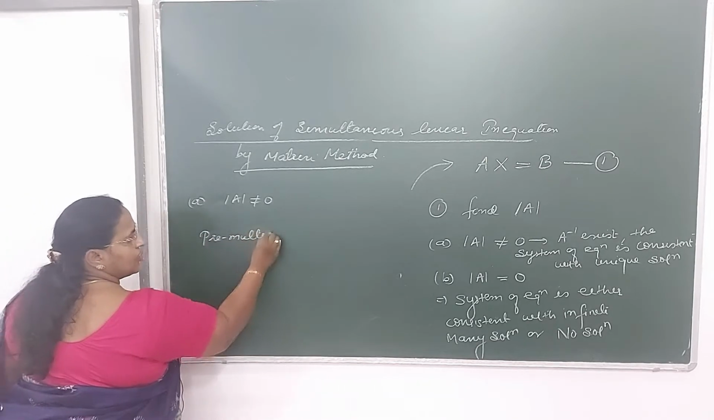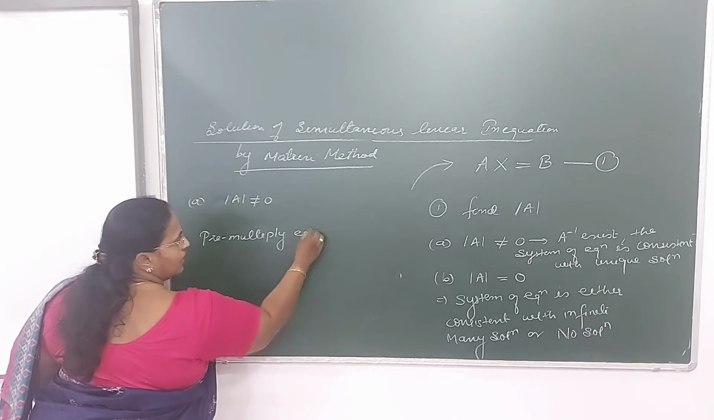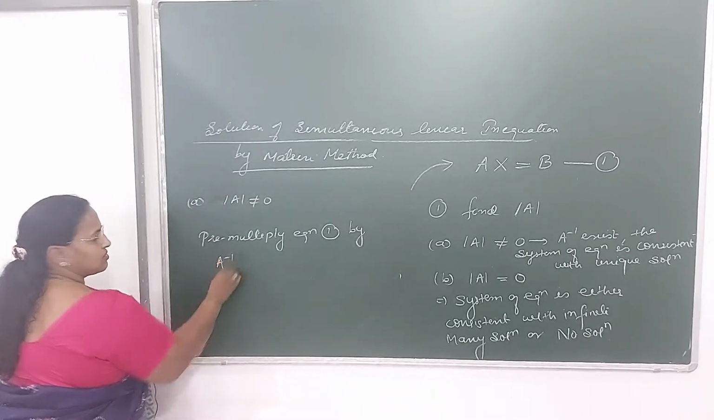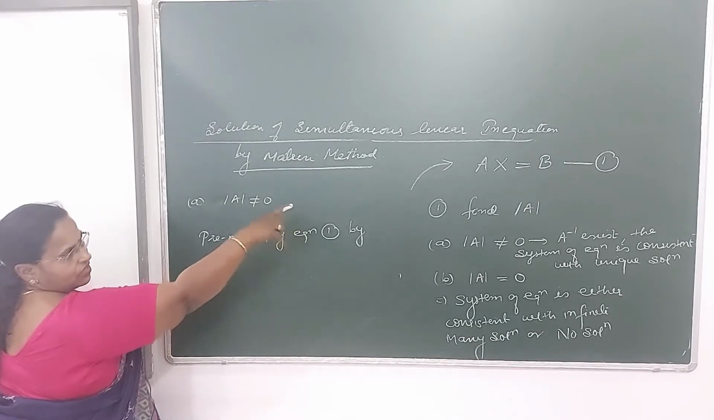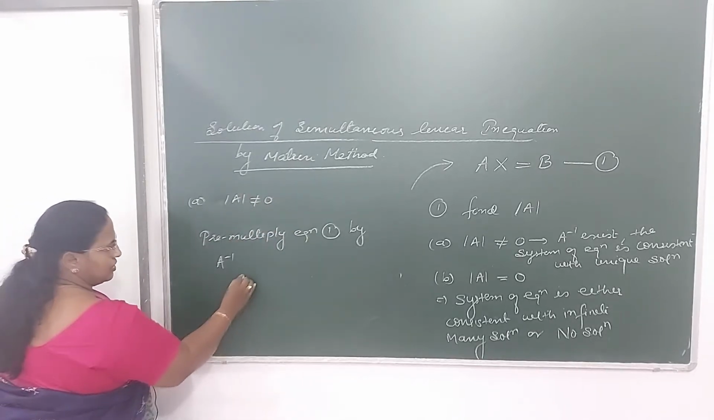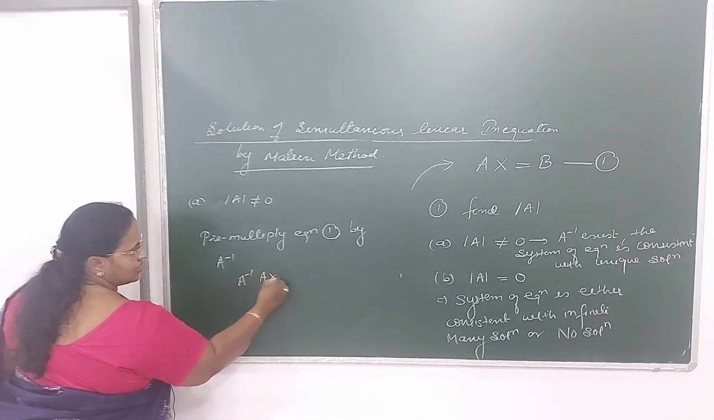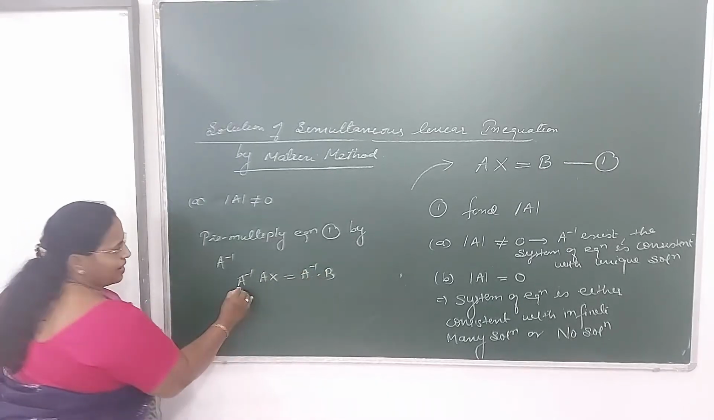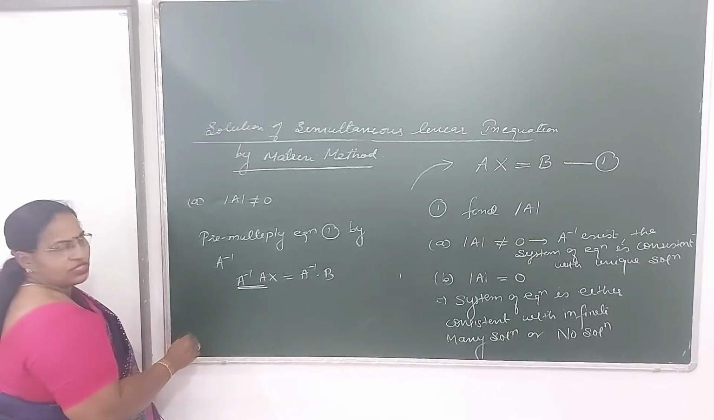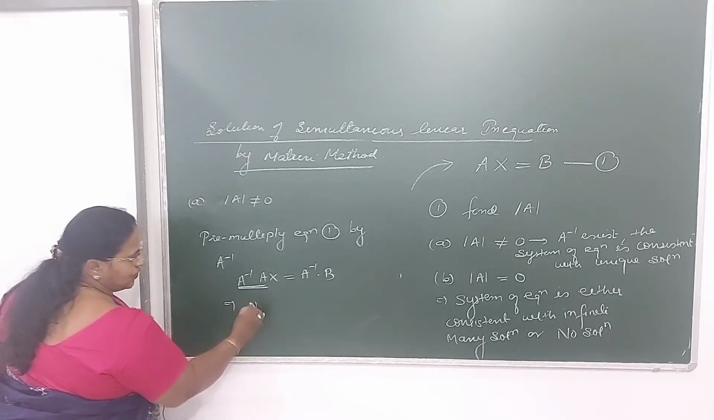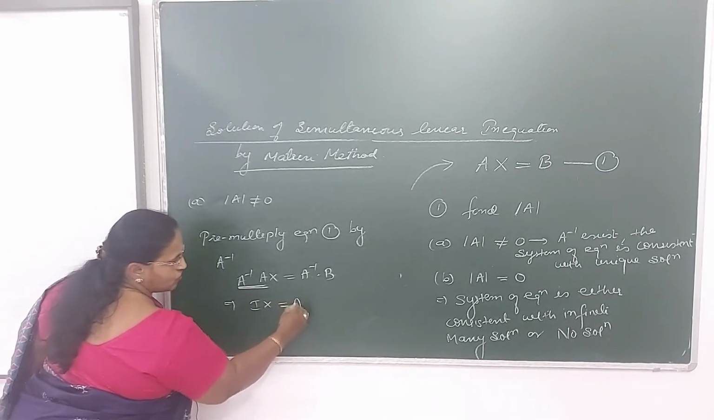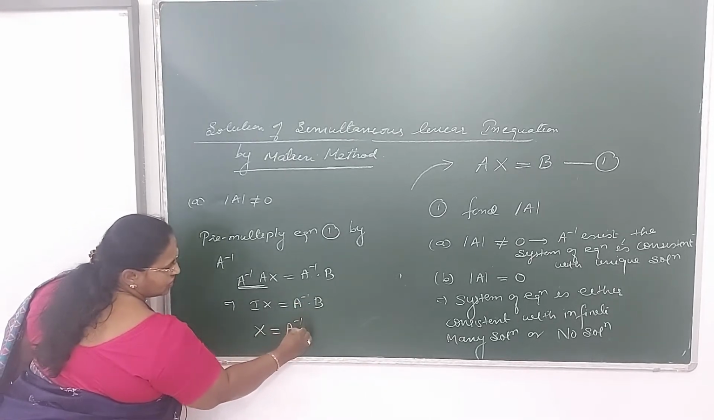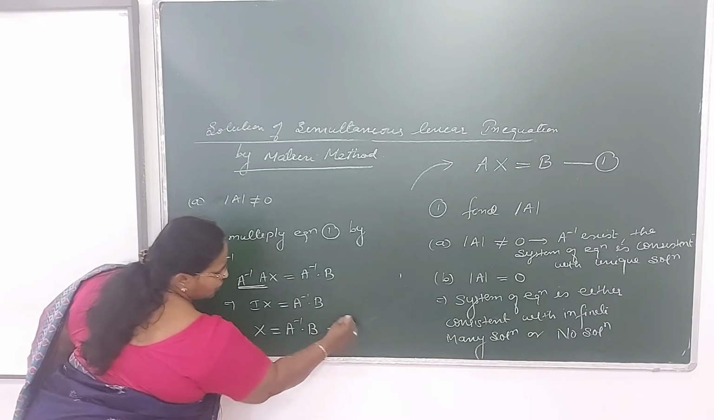pre-multiply equation 1 by A inverse. So that is equation 1. So let us go for pre-multiplication. So it's A inverse into AX is equal to A inverse into B. Now when a matrix is multiplied to its inverse, then we get identity. So it's IX is equal to A inverse into B. And finally you will get X as A inverse into B, and let it be equation 2.